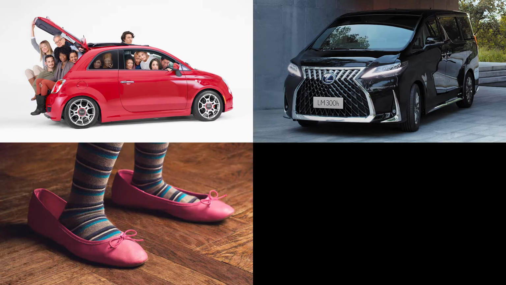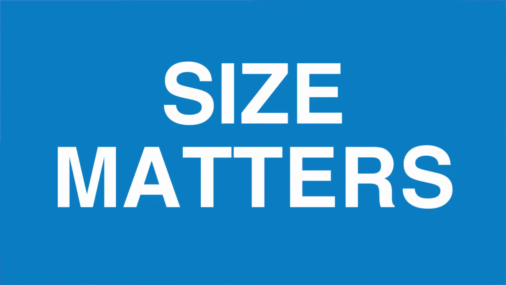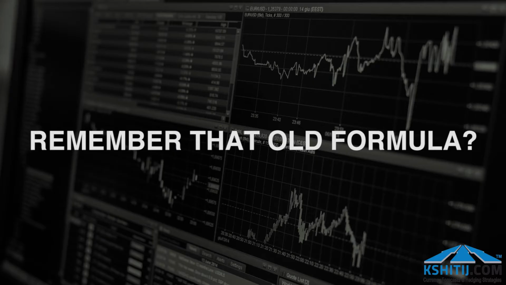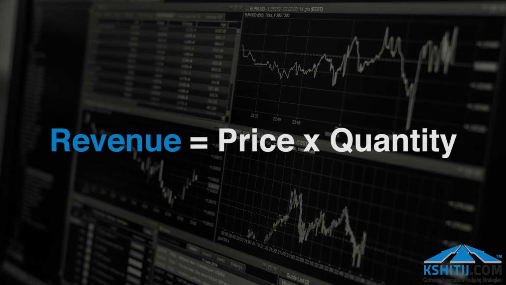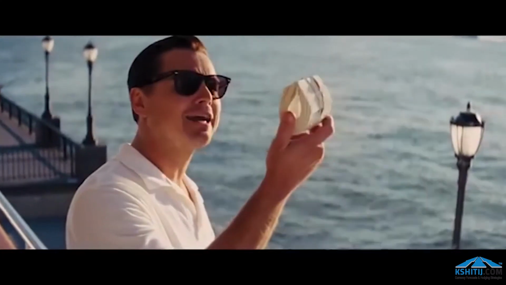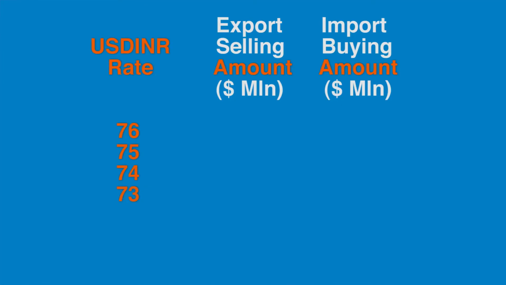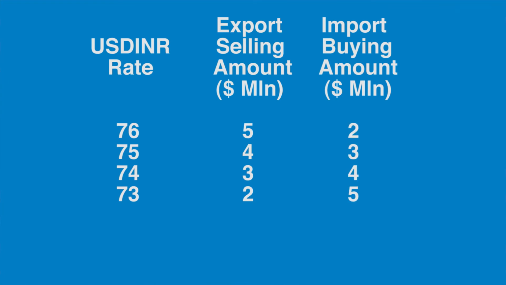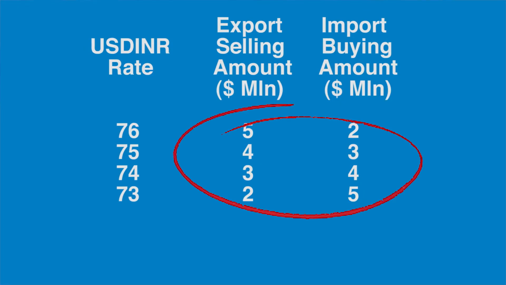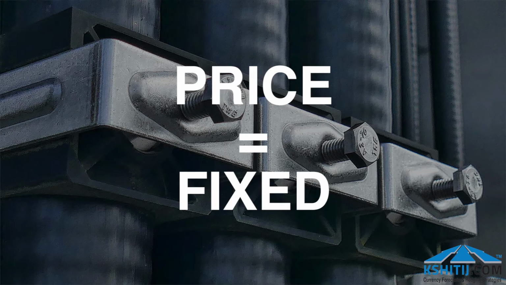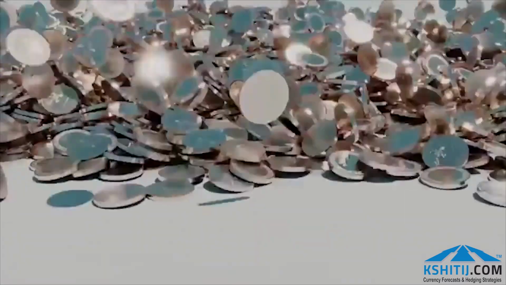Yes, it's true. Like in all other important aspects of life, in forex hedging also, size indeed matters. Remember that old formula, R is equal to P into Q, or revenue or outgo is equal to price into quantity? The successful businessman keeps an eye on both variables irrespective of whether he is selling or buying. Depending on the nature of price movements in the market he is operating in, monitoring the quantity becomes less or more important. If the price tends to be fixed, then the only thing to do to maximize revenue is to try and maximize the quantity.